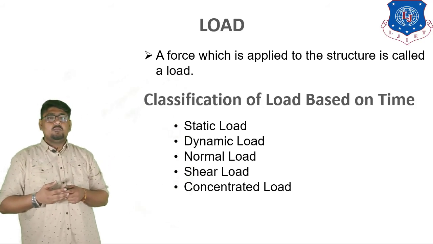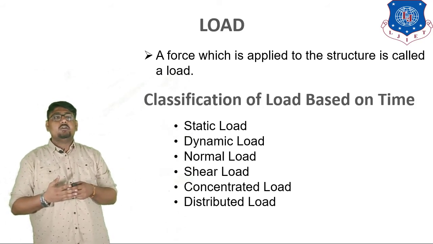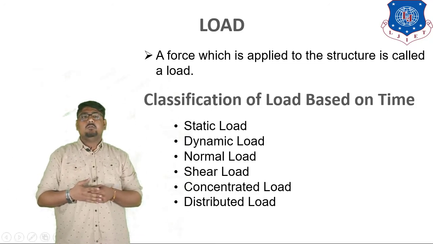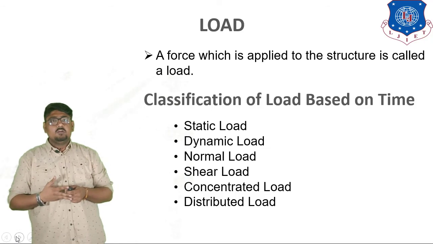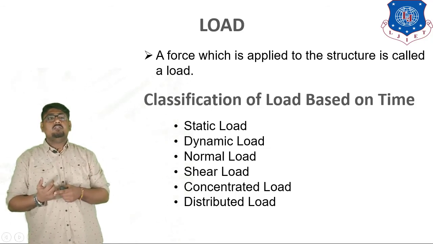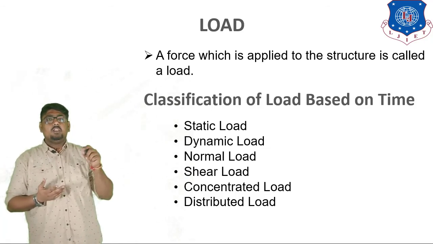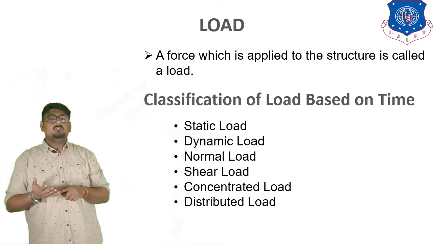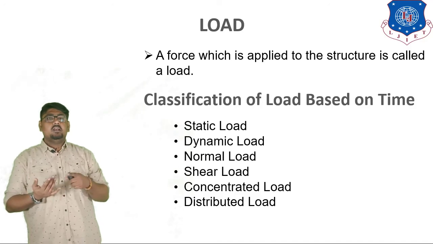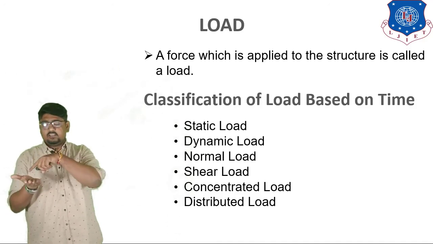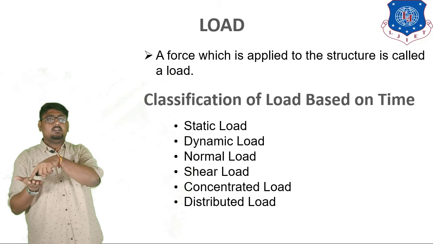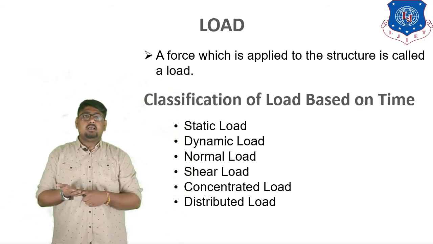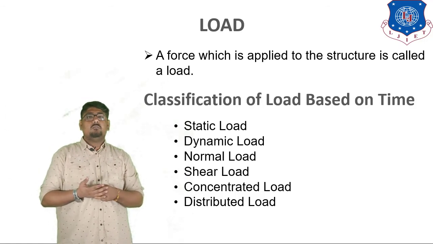Now next comes the distributed load. It is a load which is distributed over the entire length or area. It can be of two types: uniformly distributed load and uniformly varying load. If the load applied is uniform throughout, that is UDL, uniformly distributed load. And if the load applied is varying, somewhere over here it is 5 Newton, over here 1 Newton, over here 10 Newton, such a kind of distribution of load is known as a uniformly varying load.